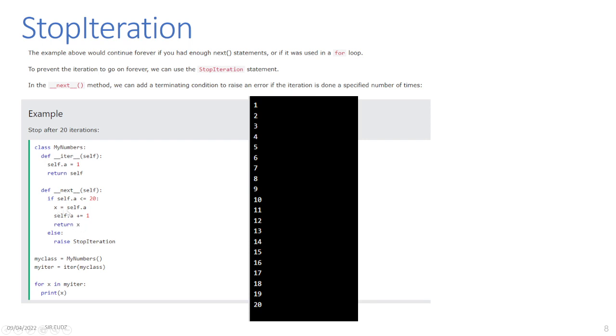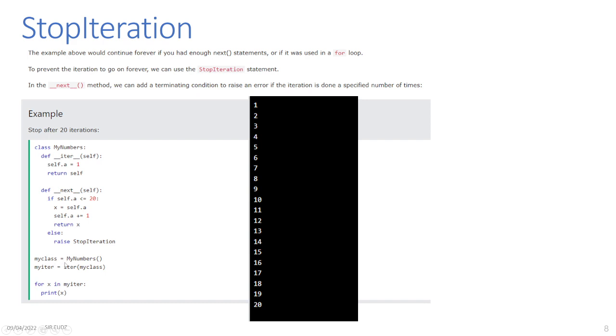Again, if you still remember, this x here is a reference to this object. So whatever we do with this object, we'll have that value. That's why if we added 1 here, then it will also add 1 to x. Else, we raise StopIteration.